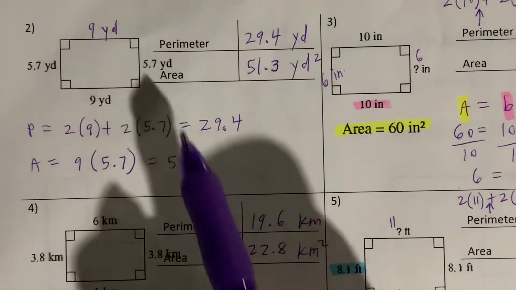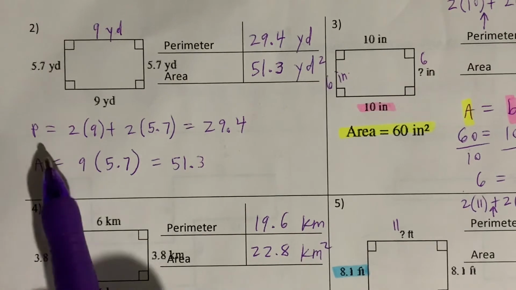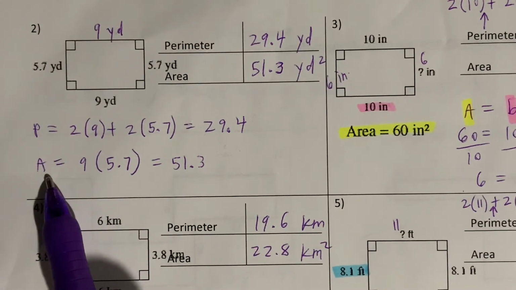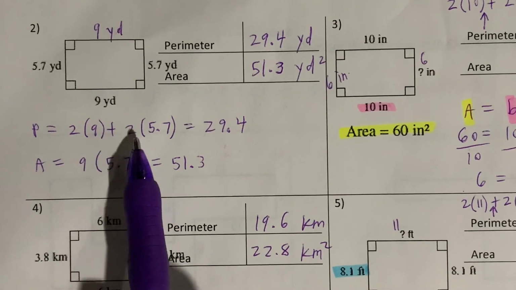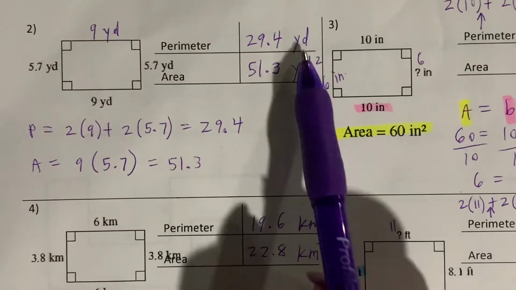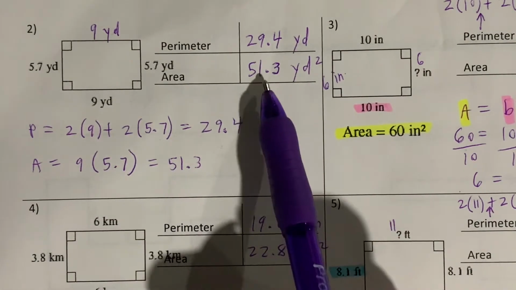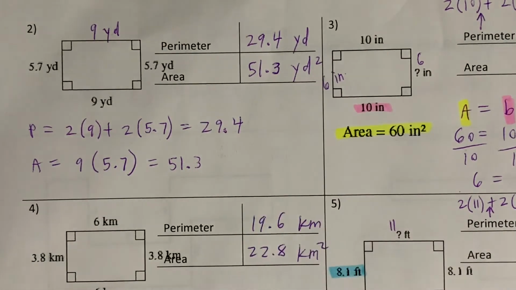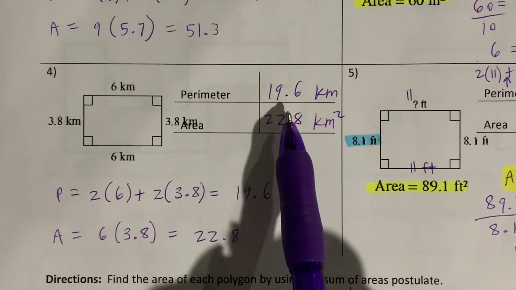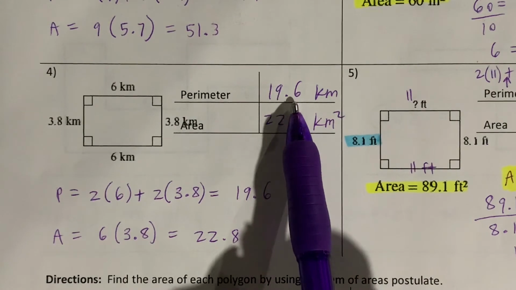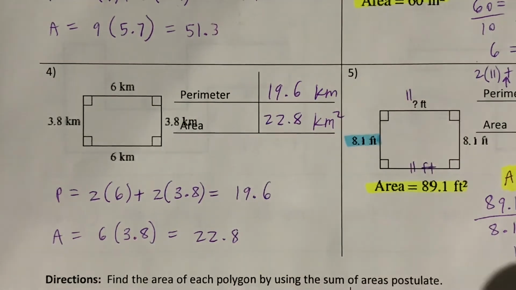On U-tries 2 and 4, I was actually given both the base and height, so I had everything I needed to plug into my perimeter and area formula. So on U-try 2 for perimeter, I did 2 times my base plus 2 times my height, and I got 29.4 yards. For my area, I did base times height, and I got 51.3 square yards. On U-try 4, I did the same steps, and for my perimeter, I got 19.6 kilometers. For my area, I got 22.8 square kilometers.